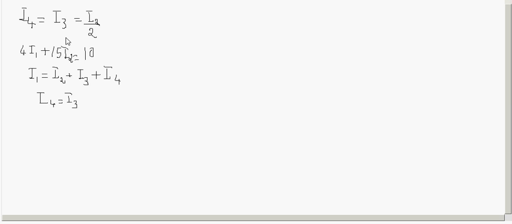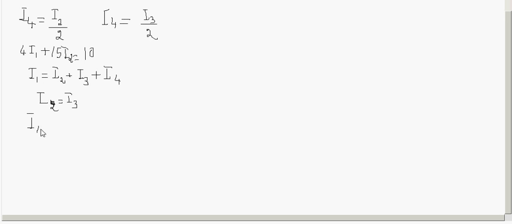I4 is I2 by 2, and also we got I4 is also equal to I3 by 2. So from these, actually not I4 equal to I3, actually I2 is equal to I3. I2 equal to I3.